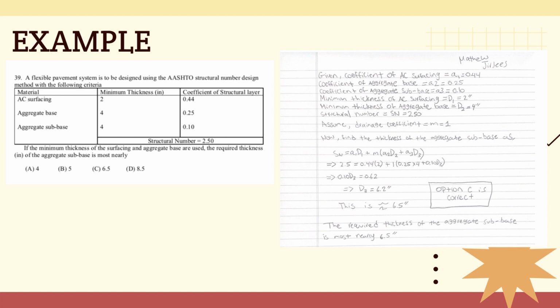Now what we're going to do is find the thickness of the subbase based off of this equation. We have A1 D1 plus M A2 D2 plus M A3 D3, and from that equation we get D3 is going to be 6.2 inches, so approximately 6.5 is going to be the required thickness. This is how you solve this pavement system problem.